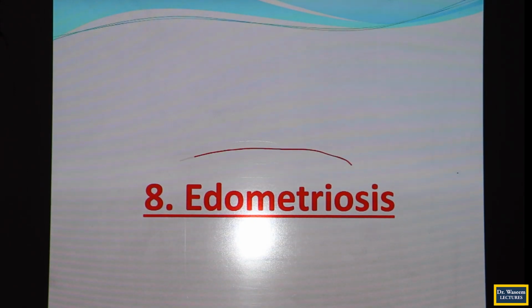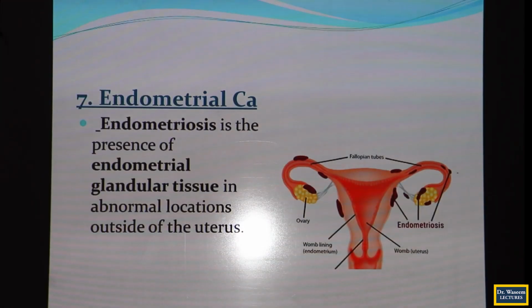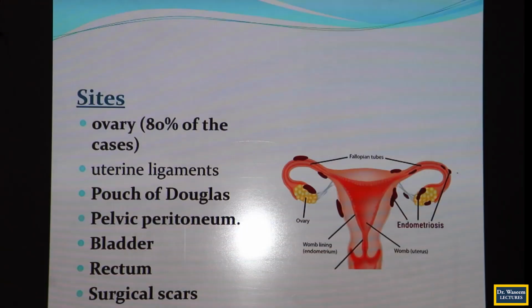Another condition is endometriosis. Endometriosis is the presence of endometrial glandular tissue, which normally is present in the endometrium, at a location other than the uterine cavity, outside the uterine cavity. If endometrial glandular tissue is present at a site other than the uterine cavity, you call this condition endometriosis.